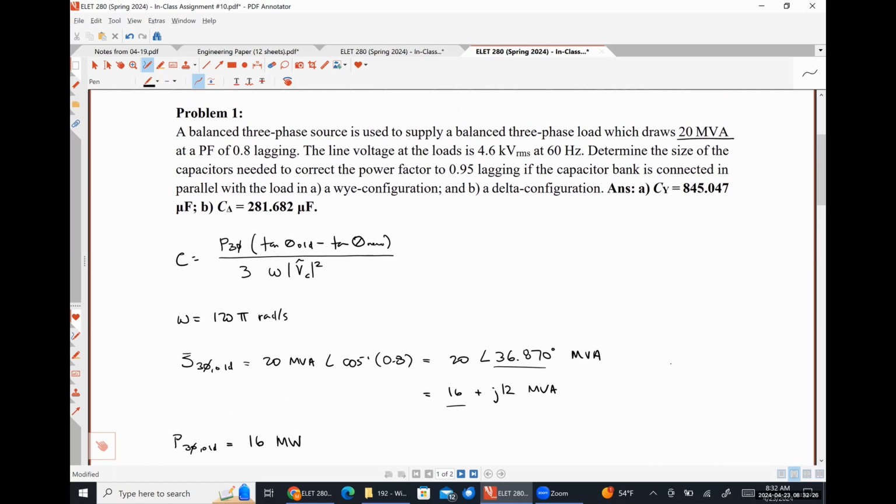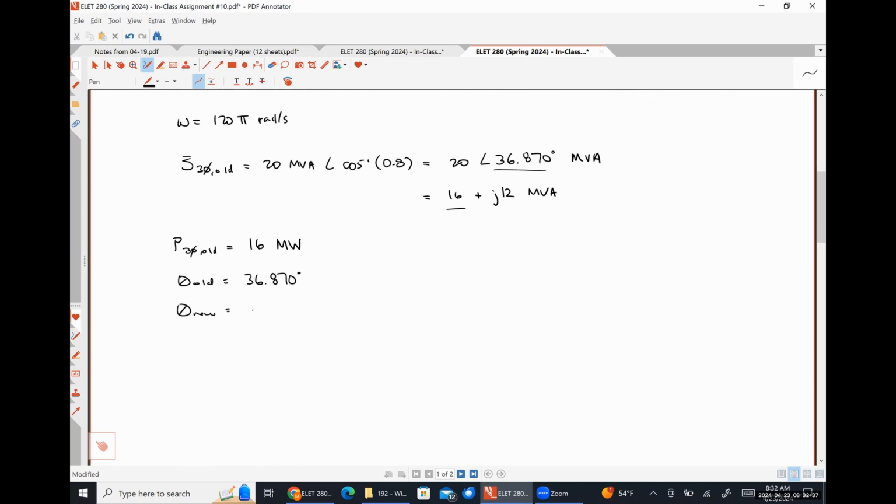Exactly right. So we are told that we are correcting the power factor to 0.95 lagging, so we simply take the inverse cosine of 0.95 lagging. Which I get to be 18.195 degrees.